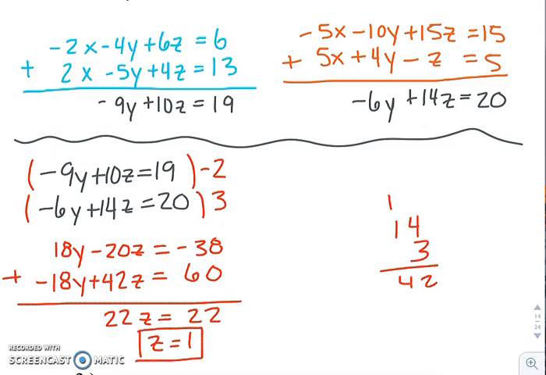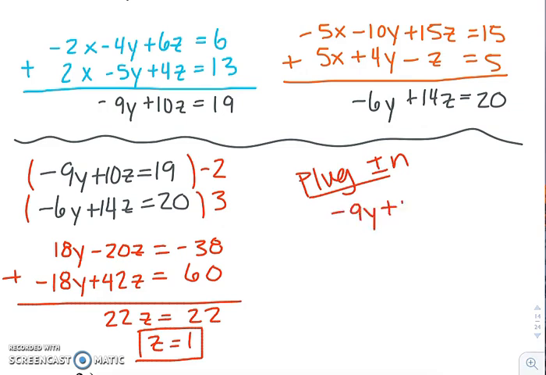Okay, so obviously getting to that first variable is the most complicated step. Once you get that first variable, now you've got to plug it into one of those two equations in that system of equations with two variables. So we're going to plug it in. Plug in z that we just found. So negative 9y plus 10z equals, and what did we just say z was? 1 equals 19.